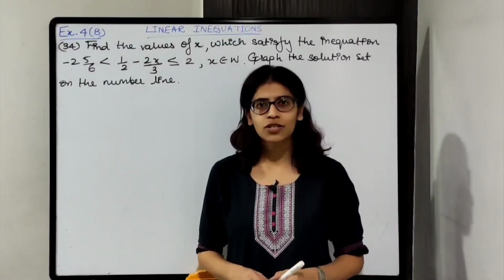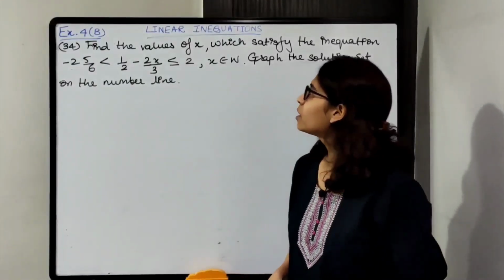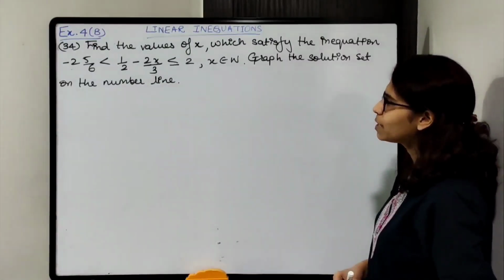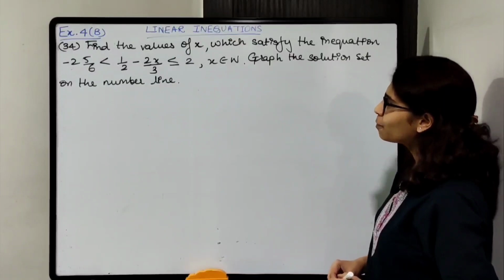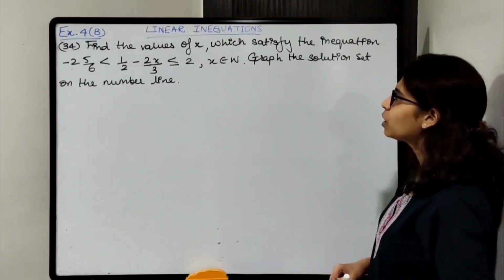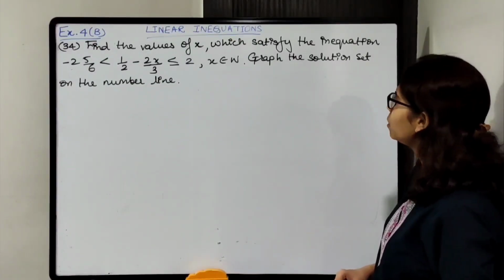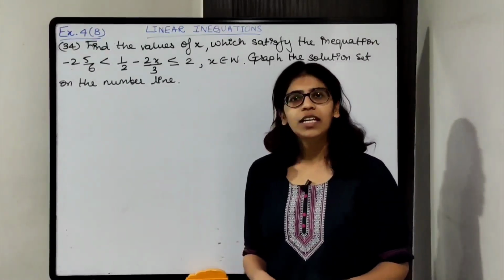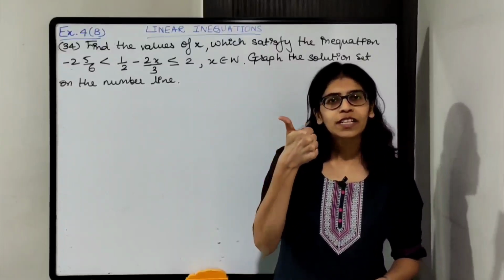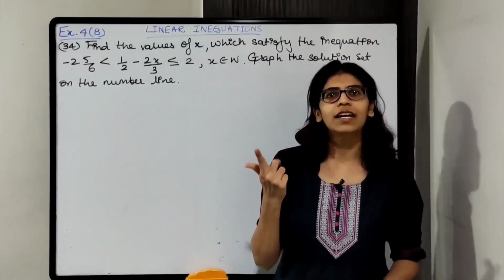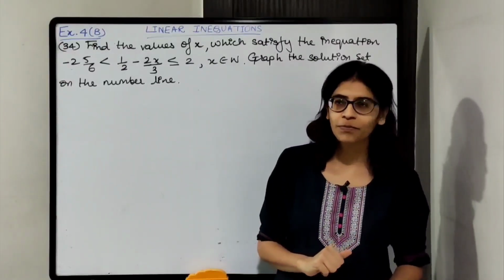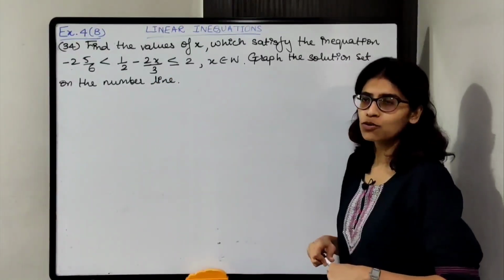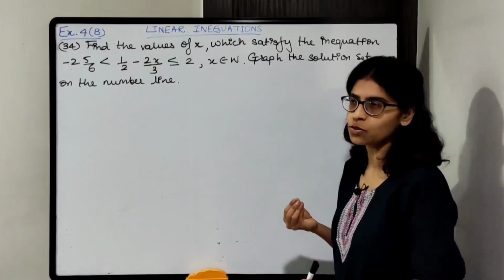Let's read the next question, question number 34. Find the values of x which satisfy the inequation -2 5 by 6 less than half minus 2x by 3 which is less than or equal to 2, where x belongs to W. Graph the solution set on the number line. The inequation is given. First we'll solve the inequation, then find the solution set, and third is plotting on the number line. So write down the inequation, okay? And over here x belongs to W, that is the set of whole numbers, okay?